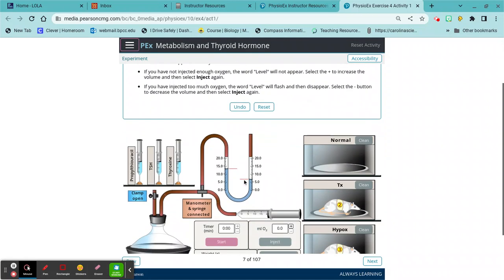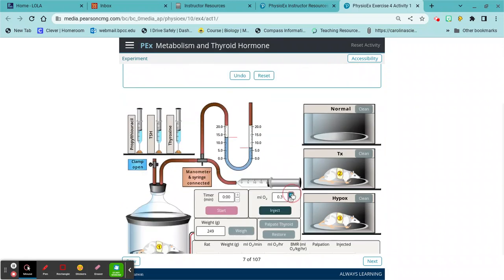Okay, so they both started at 10. So I'm going to say 1, 2, 3. Let's just start with 3 mils.